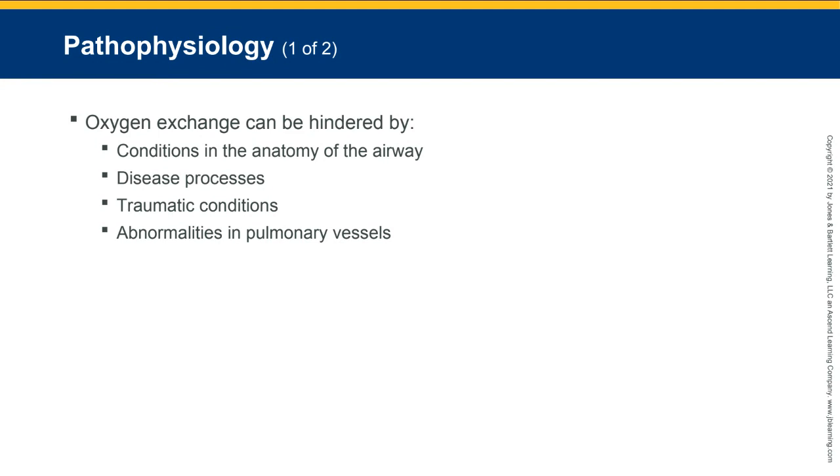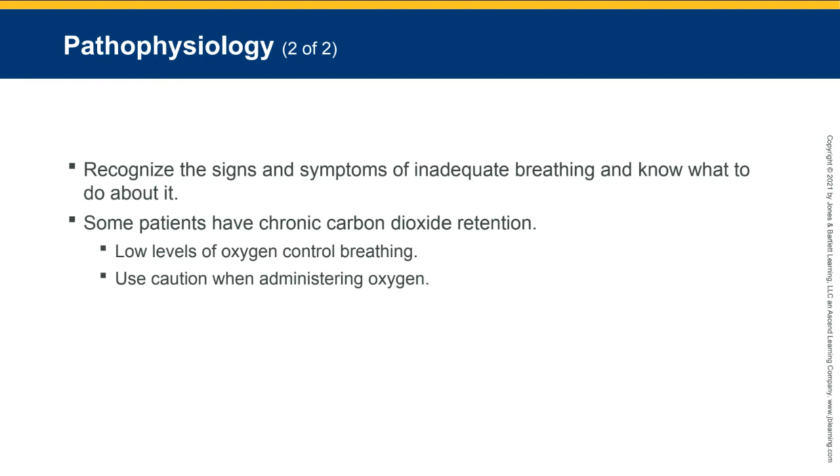Oxygen exchange can be hindered by conditions in the anatomy of the airway, disease processes, traumatic conditions, and abnormalities in pulmonary vessels. Recognize the signs and symptoms of inadequate breathing and know what to do about it. Some patients have chronic carbon dioxide retention and low levels of oxygen control their breathing, so use caution when administering oxygen.